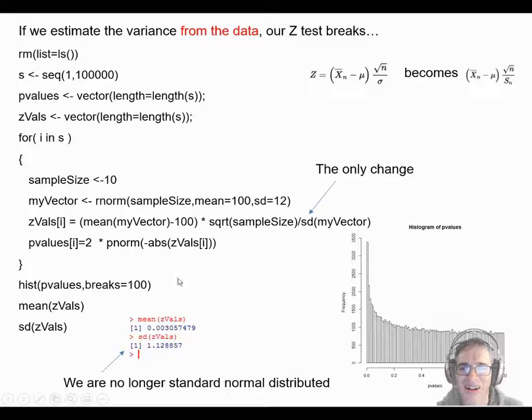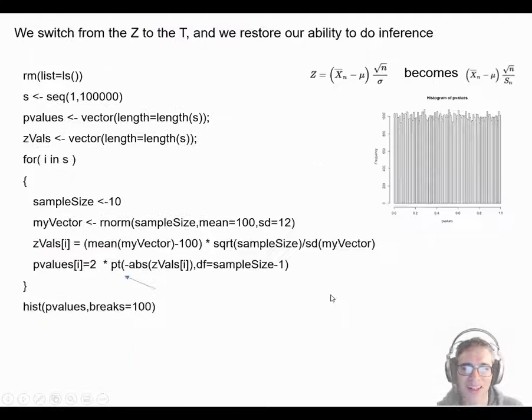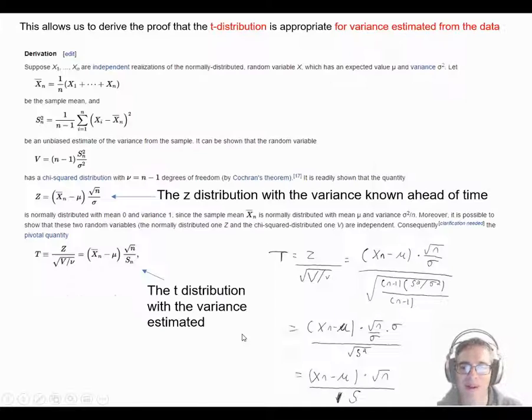And just again to demonstrate that this works, here I have my broken code where I was estimating the standard deviation from the data, and my normal distribution breaks. All I need to do to fix it is go from pnorm to pt. The reason that works is because then this becomes this. What this proof shows is that when you're estimating the standard deviation from the data instead of knowing it ahead of time, this can be expressed as equivalent to the t distribution. That's really nice, and that gives us the t distribution.